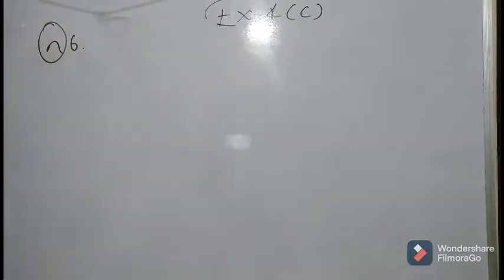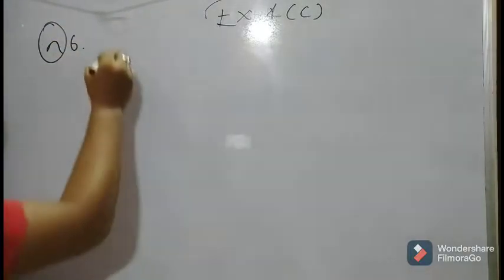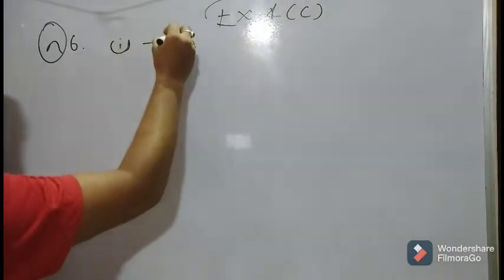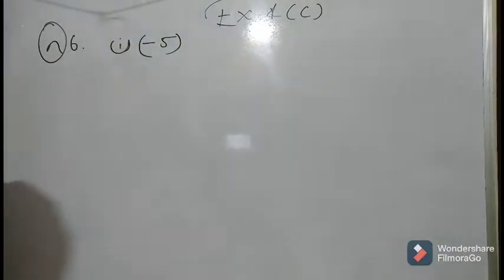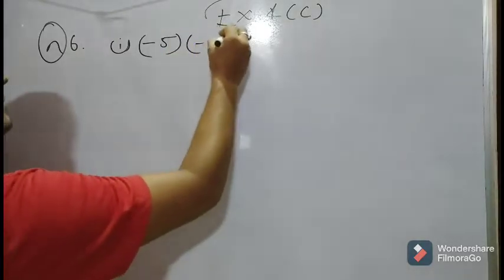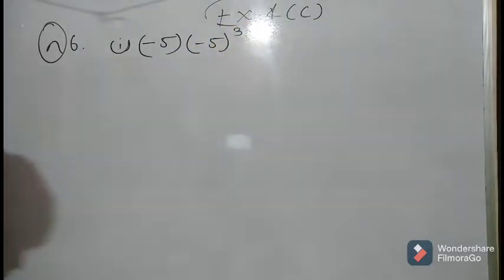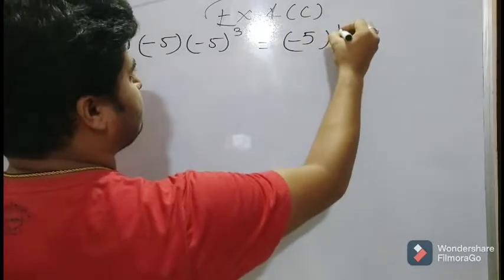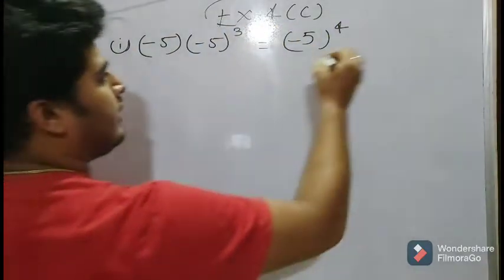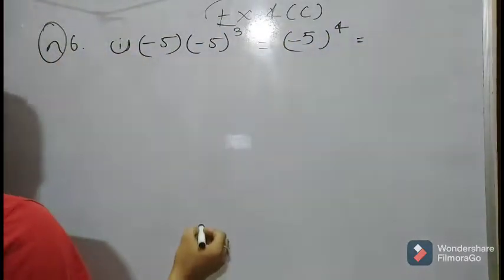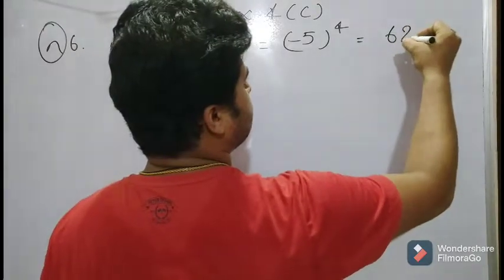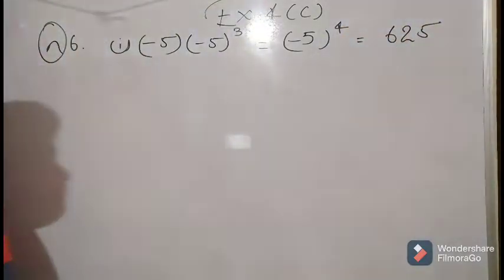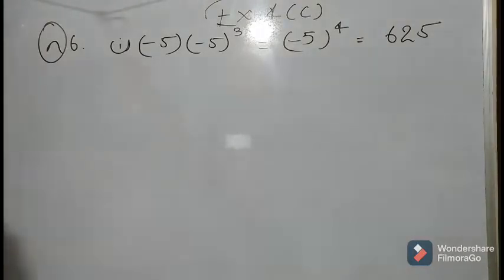Let us see question number 6. Question number 6 is saying minus 5 multiplied by minus 5 to the power 3. So base is same, in multiplication the power gets added, so minus 5 to the power 4, 3 plus 1 is 4, and 5 multiplied 4 times will be 625. Minus will become positive because the power is an even number.